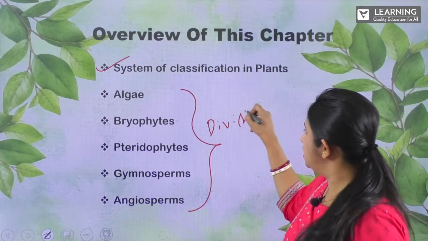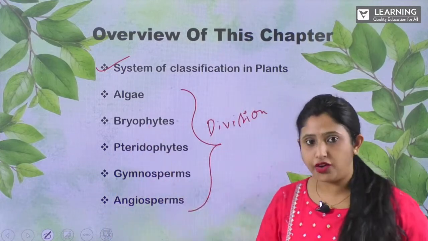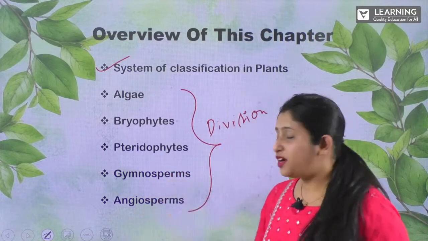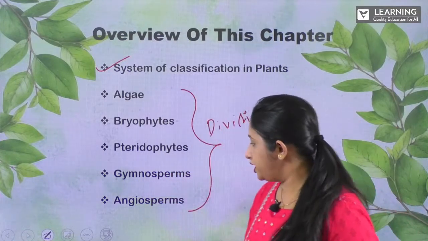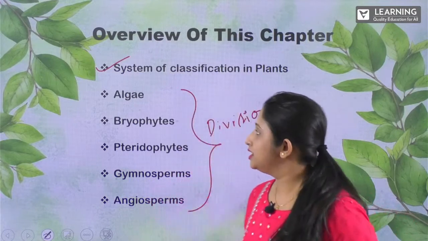division, right? So the first one is algae, then the second one is bryophytes, then the third one is pteridophytes, gymnosperms and angiosperms, right? So today we are going to cover algae and bryophytes.